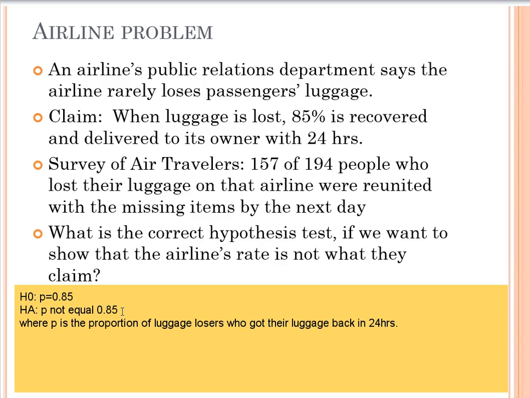So we're not saying that it's greater than or less than. We're just saying it's different than what the airline claims. And so that's why we're dealing with an alternative hypothesis, that it's not equal.